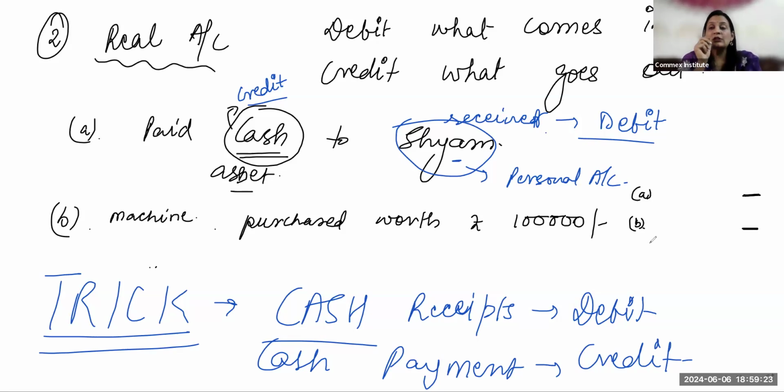And also for these two accounts, you have to tell me what category of accounts they belong to, whether it is personal account, real account, or nominal account. Nominal account, abhi, examples I have already given you. And then what rule you're applying and which account is being debited and credited.